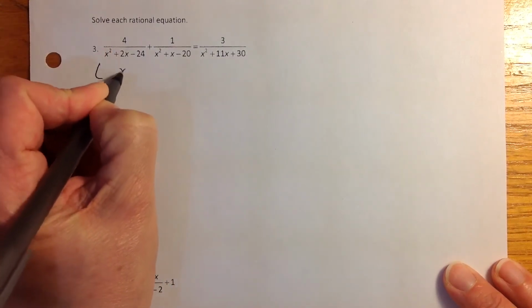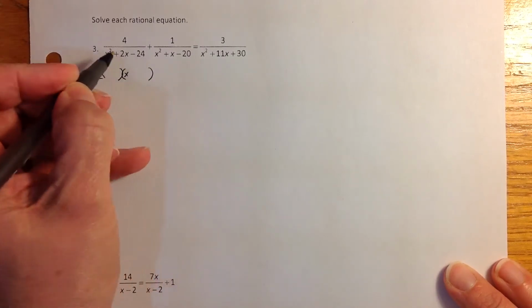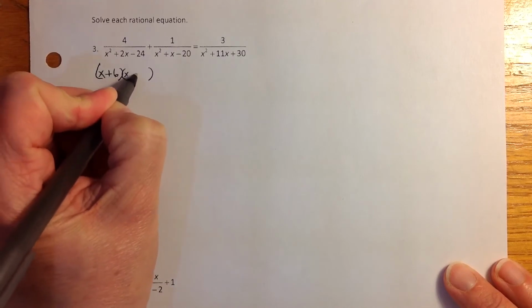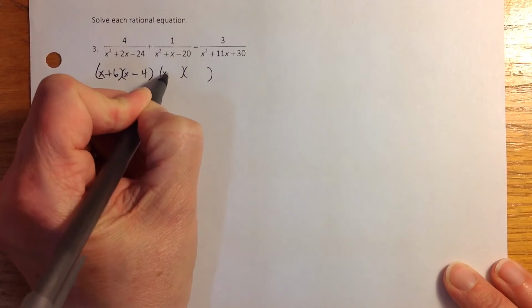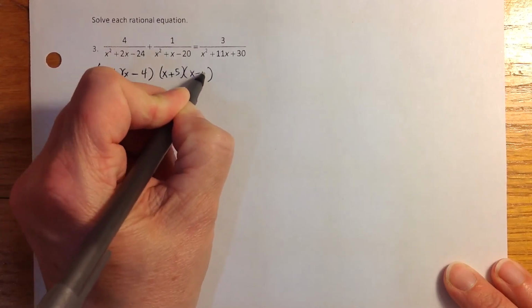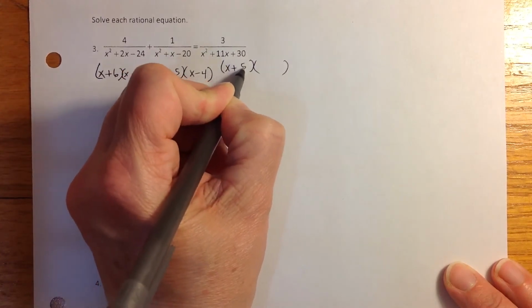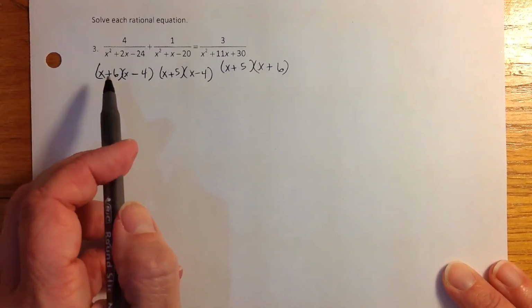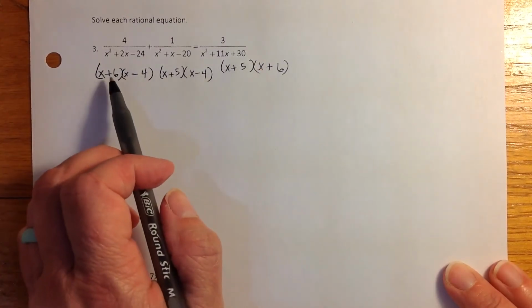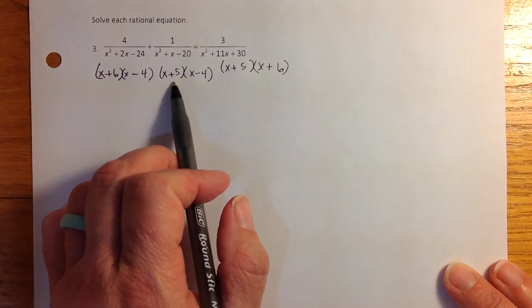So we're going to factor this, and we're going to get x and x. We want to multiply to 24 and differ by 2, so I'm going to say plus 6 and minus 4. We're going to factor this one. So I'm going to say x plus 5, x minus 4, and we're going to factor this one. I'm going to say x plus 5, x plus 6. Now notice there are 3 different factors down in these denominators. X plus 6 is 1, x minus 4 is 1, and x plus 5 is 1.